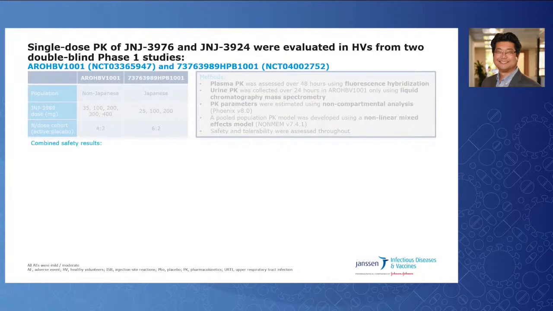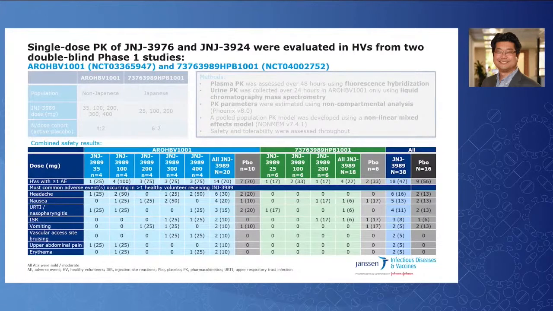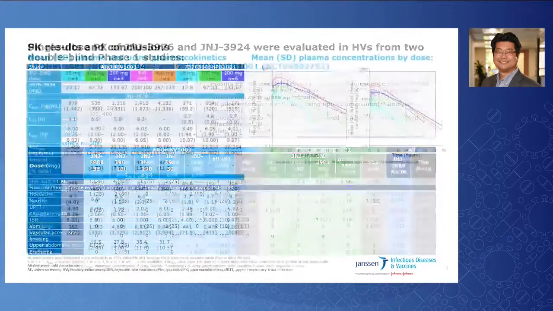In general, few adverse events were reported in both trials. The most common adverse event occurring in at least 1 healthy volunteer is provided in the table. These adverse events were equally distributed between active and placebo subjects. All adverse events were reported as either mild or moderate. Injection site reactions were reported in 4 subjects, 3 on active, 1 on placebo.